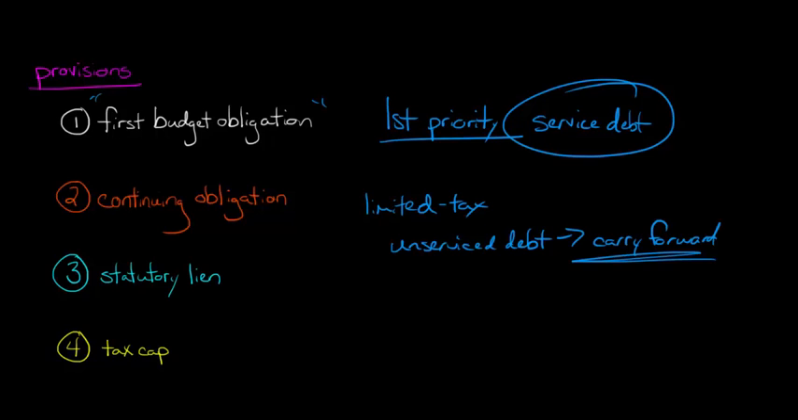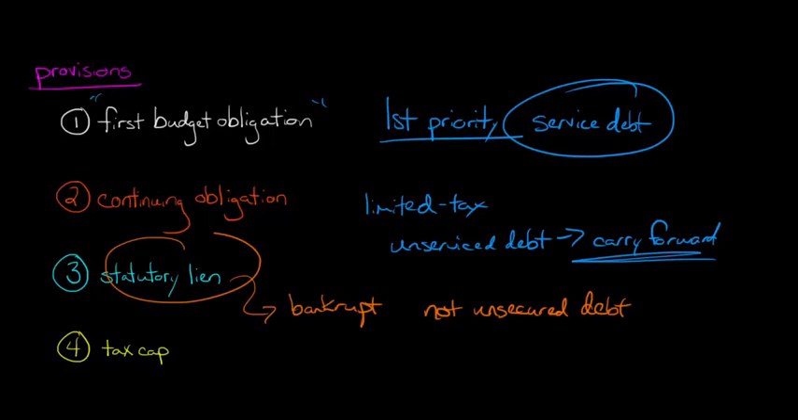Now, a statutory lien, now we're getting a little more complex in terms of provisions, but I just want to give you an idea. A statutory lien is basically saying that if the municipality goes bankrupt, then this muni bond is not going to be treated as unsecured debt. Unsecured debt is debt that doesn't have any kind of collateral behind it, so it wouldn't normally have priority in a bankruptcy proceeding.